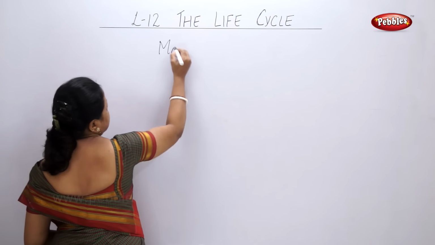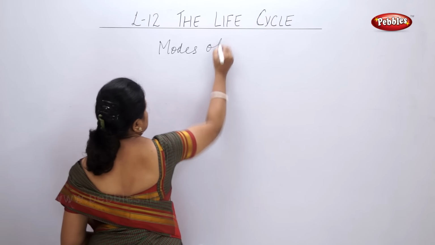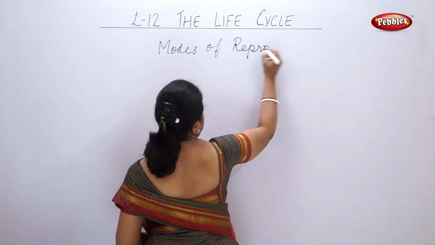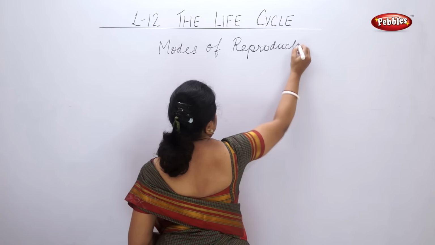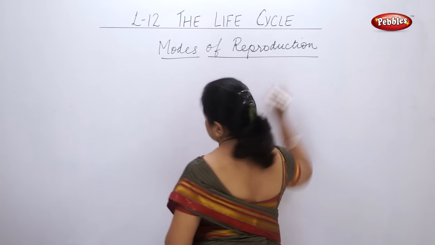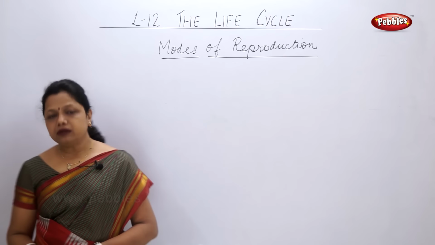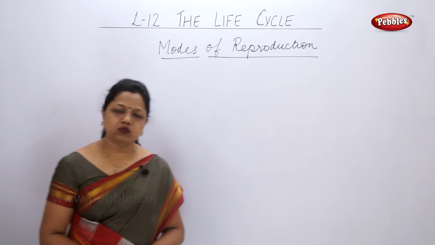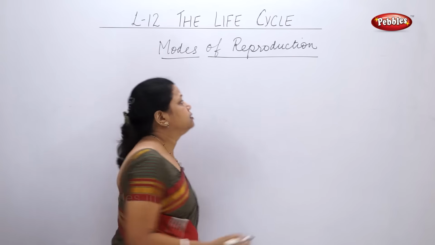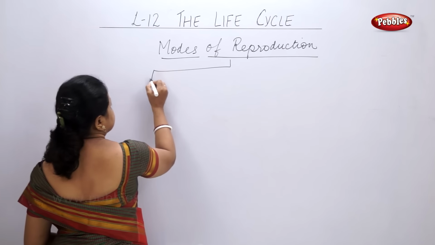Modes of reproduction. There are basically two types of reproduction which we have to consider. One is asexual reproduction, one is sexual reproduction.